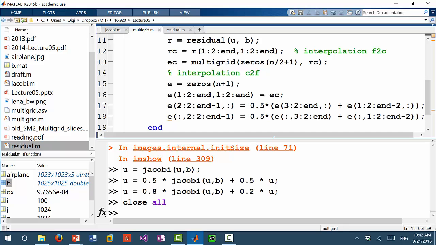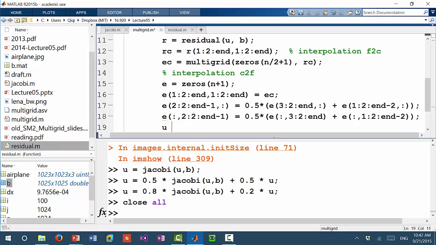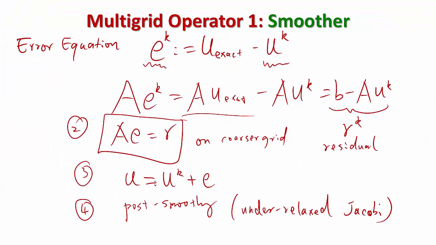Any questions on that? Next step, U is equal to U plus E. That's basically adding the solution error to my previous iteration to get a better approximation of U exact. That comes from the definition of this error. If I solved the error equation exactly, then my E plus U would be the exact solution. Of course, I'm using multigrid. I'm still using an iterative method, so I don't have the solution E exactly, but hopefully I get a good approximation of E, so I get a better approximation of U exact.